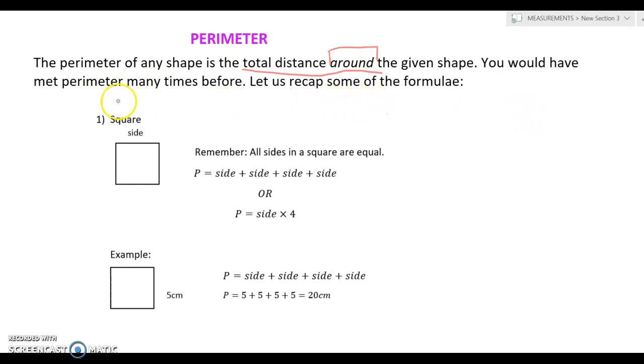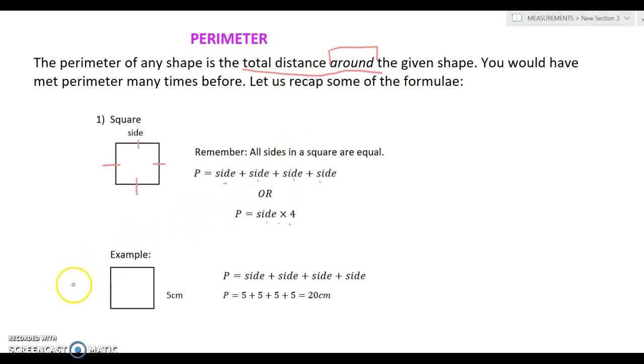And let's recap some formulae that you would have met before. So the perimeter of a square. We know that a square has 4 equal sides. All the sides are equal to each other. So the perimeter of a square would be side plus side plus side plus side, or side times 4, right? You could use either one that is easier for you to remember.